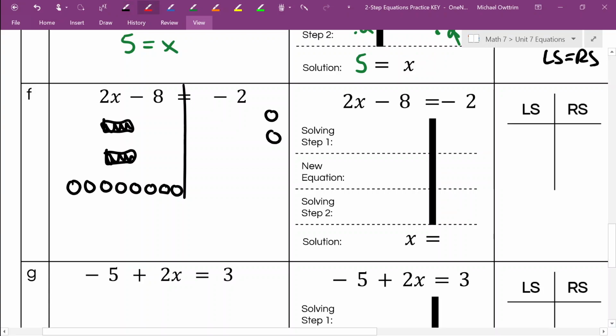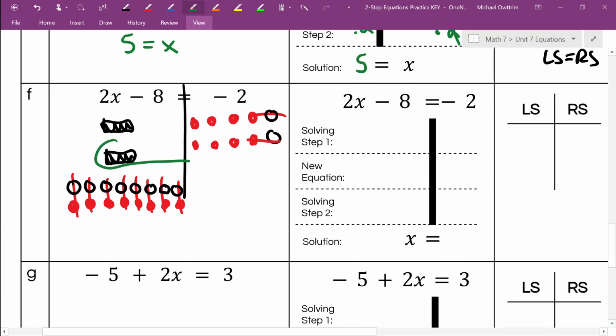I need to get rid of the constants that are with the x's, so that is all of these constants here. So what cancels with 8 negatives is 8 positives. 4, 5, 6, 7, 8. Cross out my 0 pairs. And of course, I'm going to add 8 total to this side. 1, 2, 3, 4, 5, 6, 7, 8. I'll cross out my 0 pairs there as well.